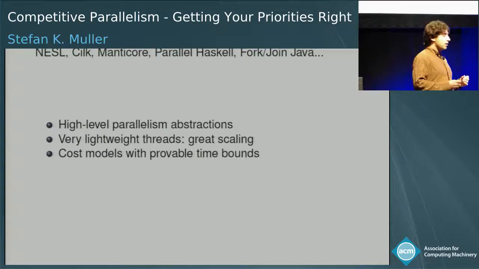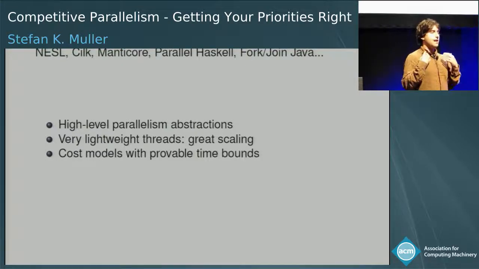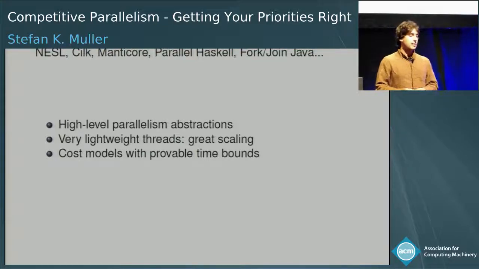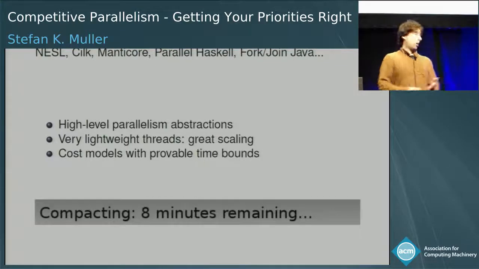And finally, we have very elegant cost models, which you can use to provably reason about the amount of time that a program will take to run on some number of processors. And so these are nice features for using these kinds of languages. So if we use one of these kinds of languages to try and parallelize our email client, okay, great, so now it runs maybe 4 times faster.